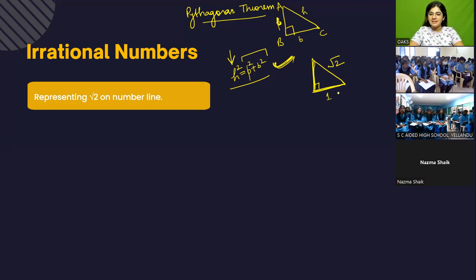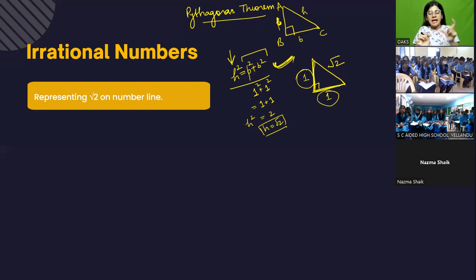So if base is 1 and perpendicular is 1, let us put this in the formula. If I have 1 square and 1 square, I get 1 plus 1, that is equal to 2, and h is equal to root 2. Clear? So we get root 2 as the hypotenuse if I have base as 1 and perpendicular as 1. For the representation of root 2 on the number line, we just need to plot 1 unit on the number line and a perpendicular distance of 1 unit.